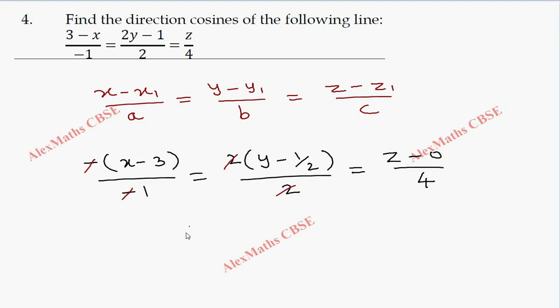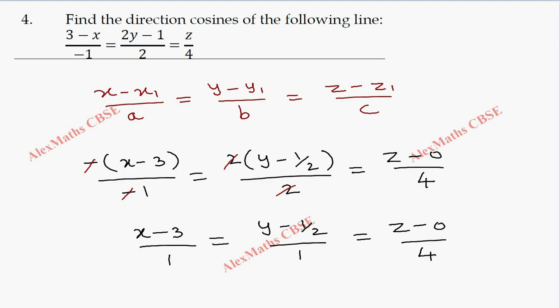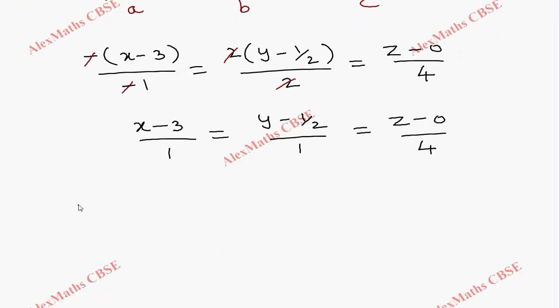Again, by rewriting this, we get (x minus 3) by 1 equal to (y minus 1 by 2) by 1 equal to (z minus 0) by 4. So we got into the standard form, and from this the direction ratios are these denominators, small a, b and c. So we take it as 1, 1, 4.